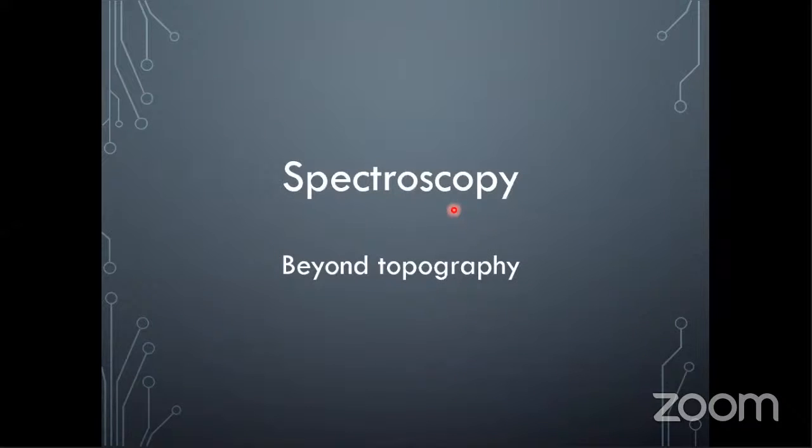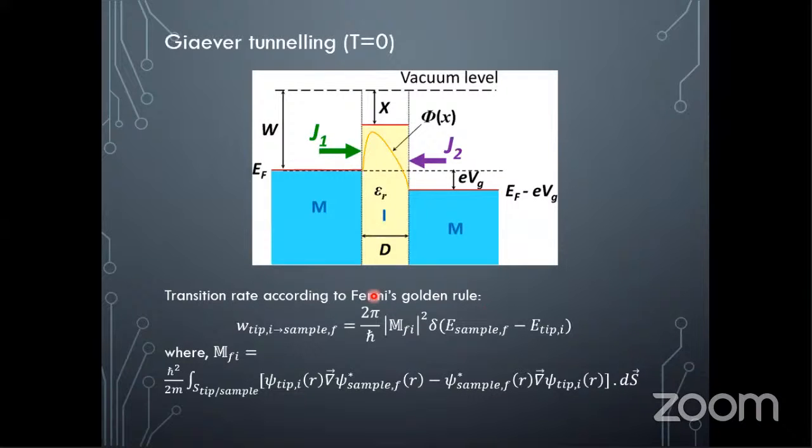Now I'll go into another kind of measurement, and that is where I'll connect the superconductivity course with the scanning tunneling microscope in a proper way, which is called spectroscopy. Scanning tunneling spectroscopy is beyond the topographic images I have shown you, beyond scanning tunneling microscopy. To start with, I'll start with what is called Giaever tunneling at T equal to 0.